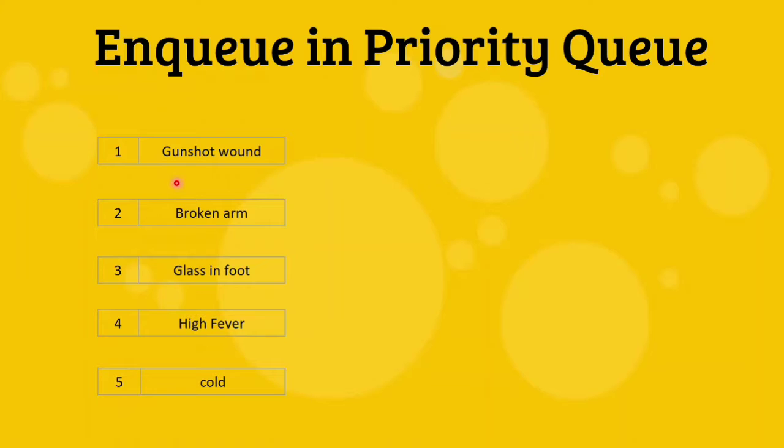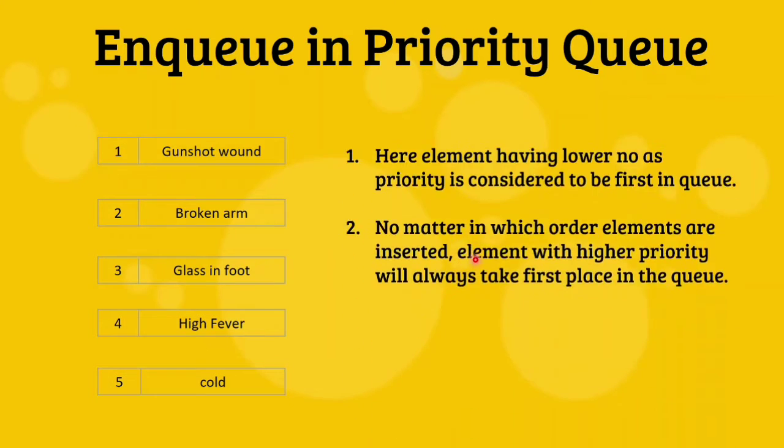And the element having the highest priority means the lowest priority value. First is always first, then second, then third, and then fourth, and so on. So the element having a lower number as priority is considered to be first in the queue. No matter in which order elements are inserted, the element with higher priority will always take first place in the queue.